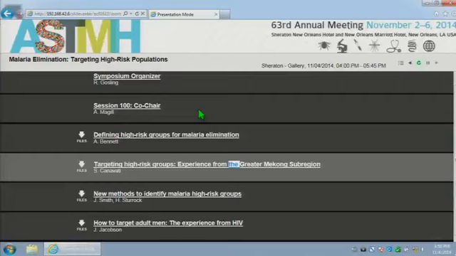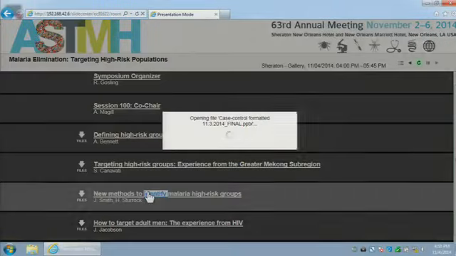Jenny, I think, is going to talk about a practical case control tool, or the development of a case control tool that programs can use for identifying high-risk populations.